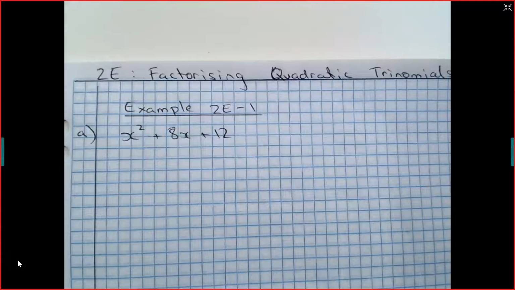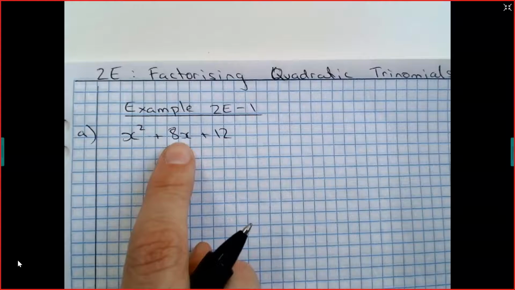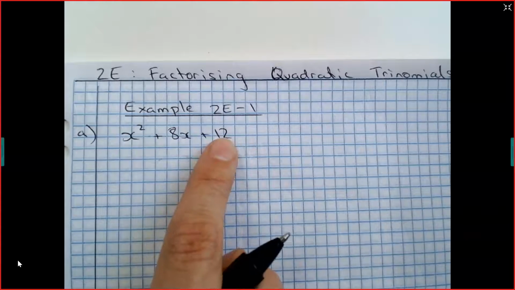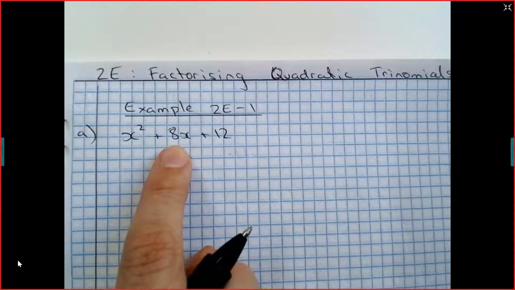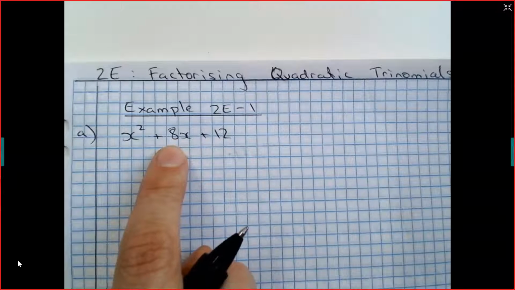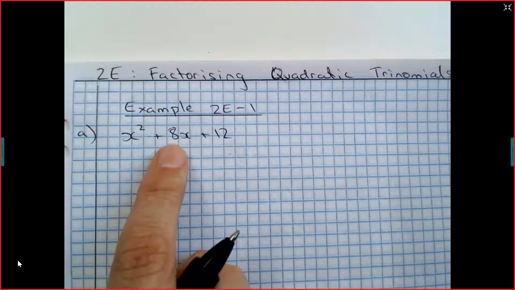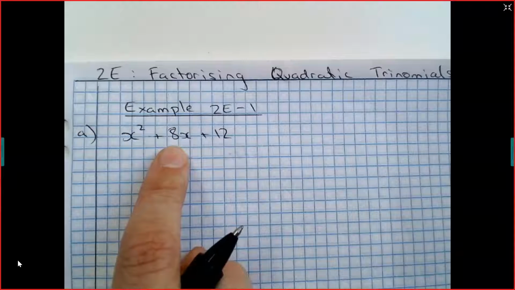So when we're factorising quadratic trinomials, we want to use the sum and product rule, which again is a factorisation technique that you would have looked at in year 9. So essentially, we need to think of two numbers that multiply to give us 12 and add to give us 8. Can anyone think of two numbers that when we multiply them we get 12 and when we add them we get 8? Yep. 2 and 6.